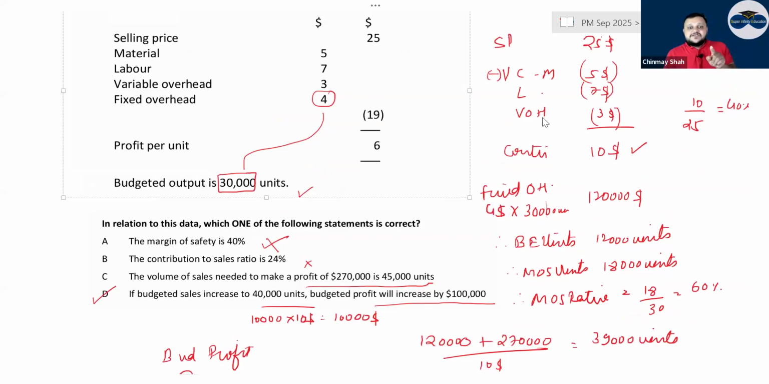क्या है? Budgeted output goes from 30,000 to 40,000. वो बोला है वो. If budgeted sale increases to 40,000 units, budgeted profit will increase by 100,000. पुराना budgeted profit 30,000 पे होगा, अब नया budgeted profit 40,000 पे होगा. करेक्ट? उसमें का डिफरेंस पूछा है क्या बेटा? Reading of the question. सही है क्या? क्या लगता है ईशा? What do you say, Krishna?